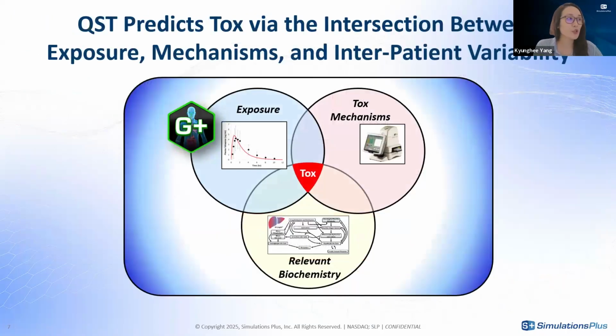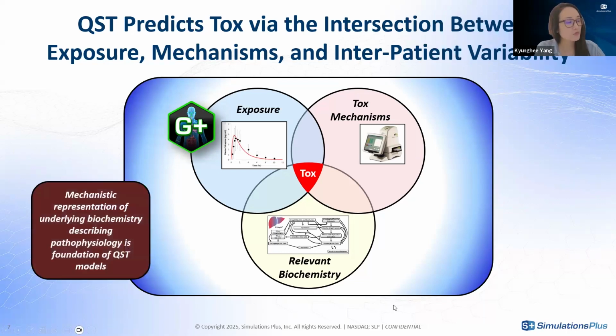And for those who are new to QST and DILIsym, it seems that we have a mix of audience here. Briefly, so what is it? Within DILIsym and for the QST approach here, we integrate drug exposure, toxicity mechanism, and physiology and inter-patient variability related to underlying physiology to make predictions.